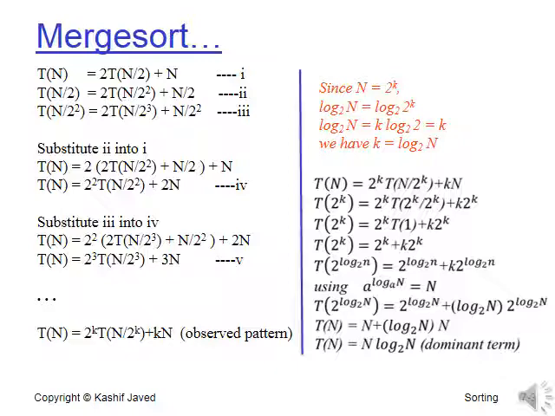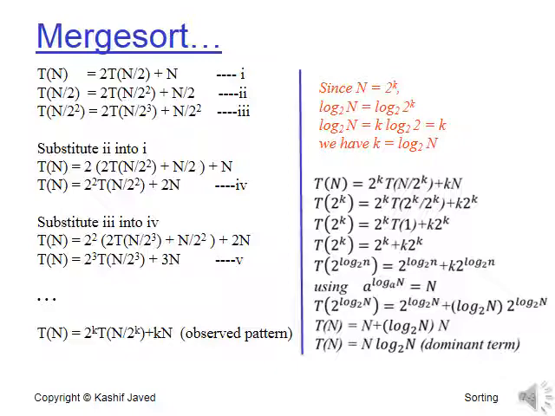Now if we substitute equation 3 into 4 and simplify it, we get T(n) equals 2 to the power 3 times T(n divided by 2 to the power 3) plus 3n, and let it be equation 5. Now if we keep on substituting, we will observe the following pattern.